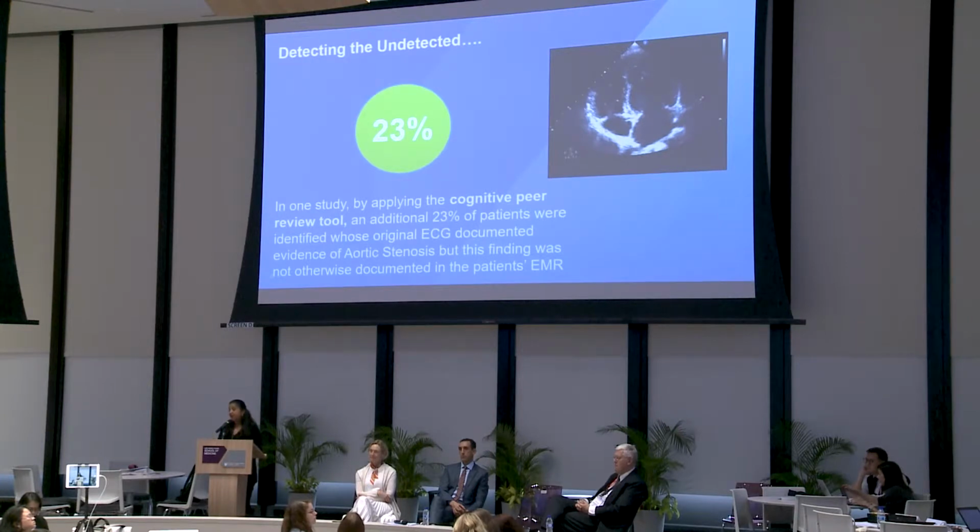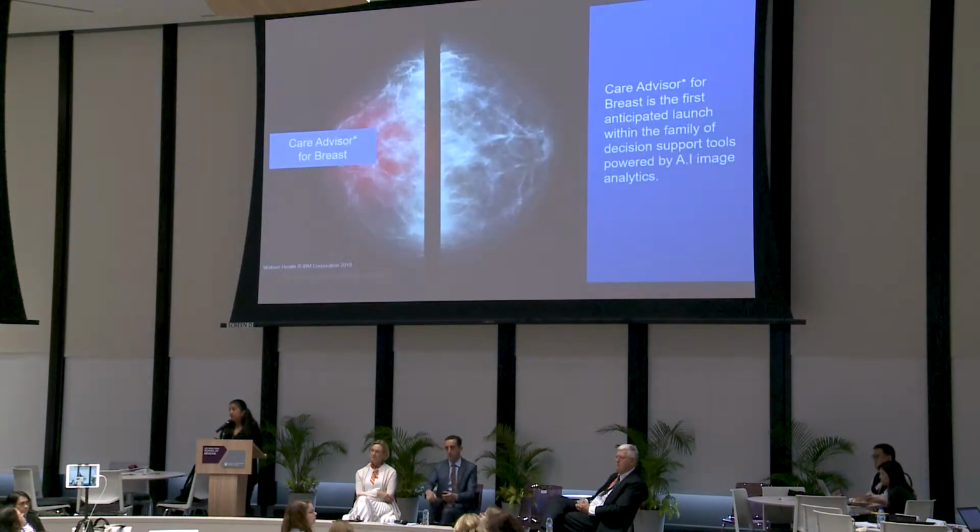And so again, by applying AI, what we did here is we looked at the echocardiograms, and on the echocardiograms, it'll actually, for example, show you on the corner the diagnosis of aortic stenosis. We went through all the images and extracted that text data, and we found that 23% of patients who were identified actually did not have that same diagnosis in their EMR record. It was only when we extracted it from their echocardiogram that we knew it was there as well.